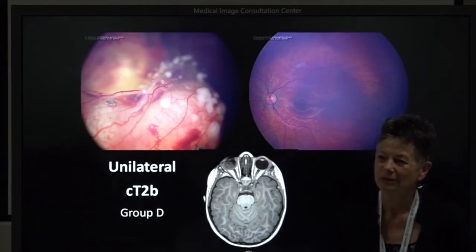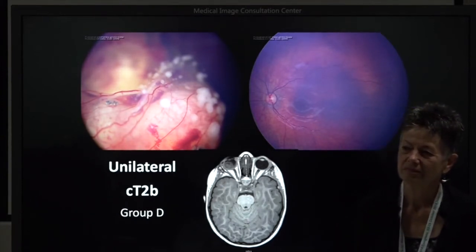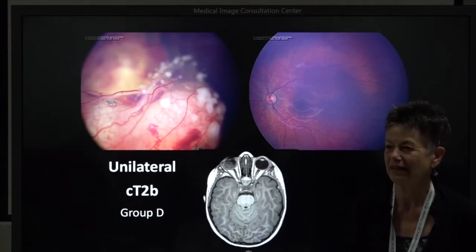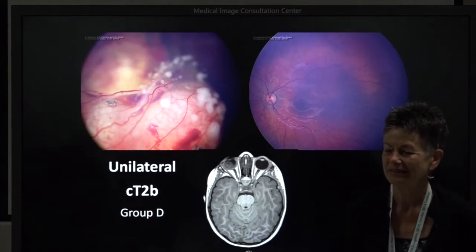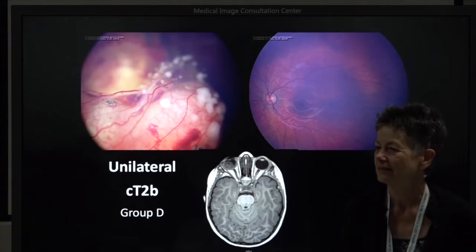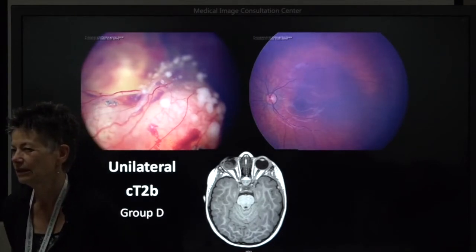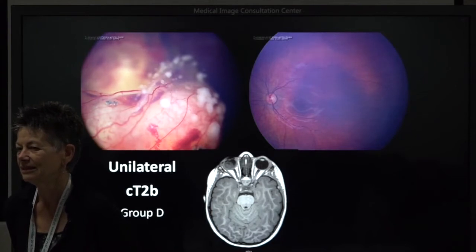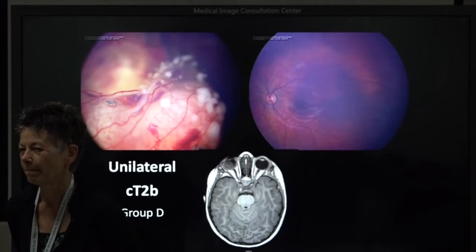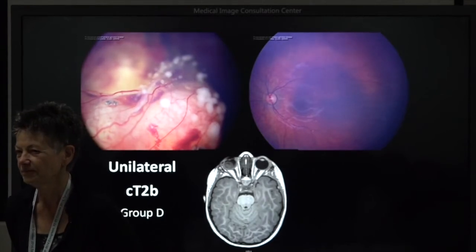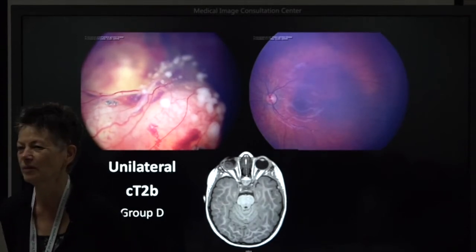Is there anything in the anterior segment? No, there's nothing in the anterior segment. The anterior segment is normal. Okay, first, if the optic artery is involved, I will give IAC. Yes. And the second is enucleation. Yes. The third is chemoreduction, chemotherapy.